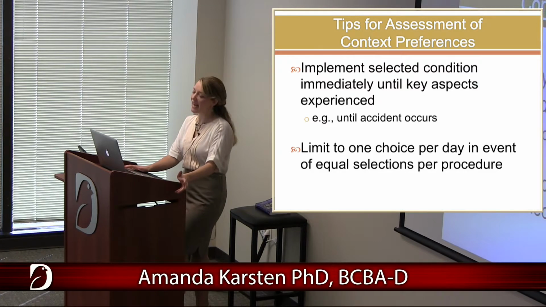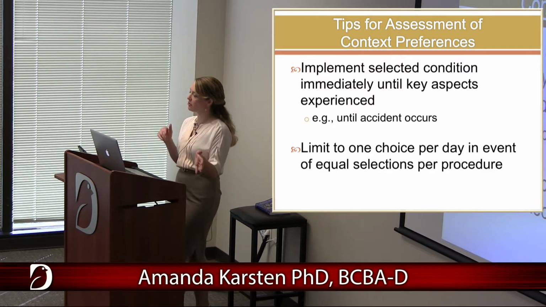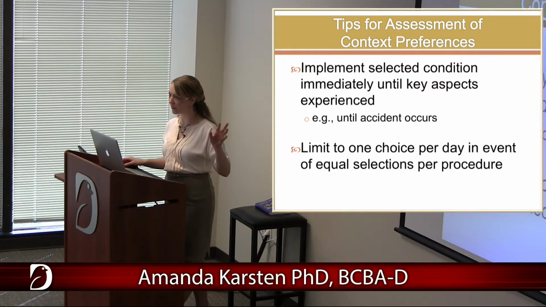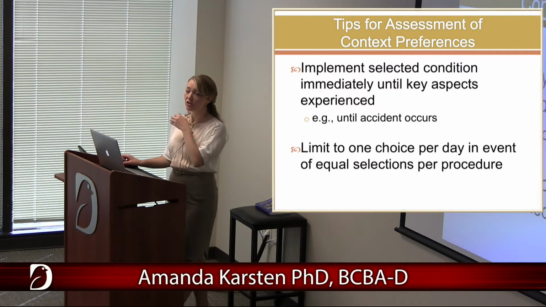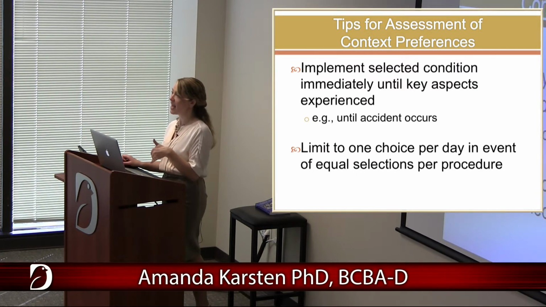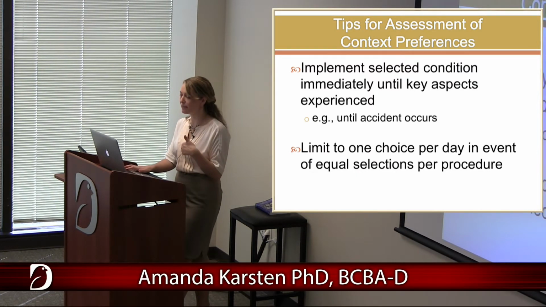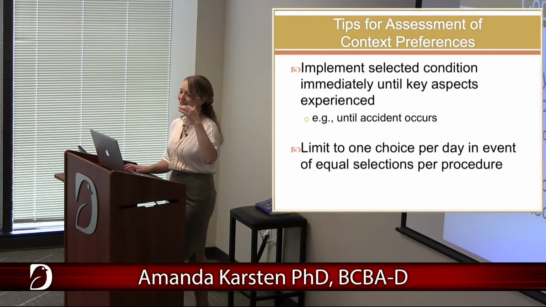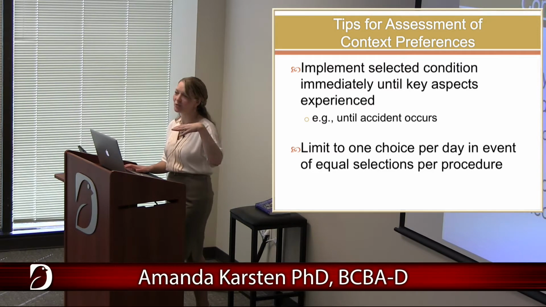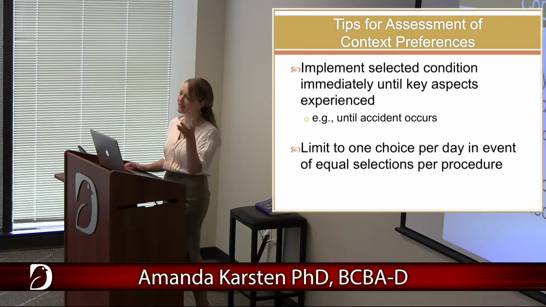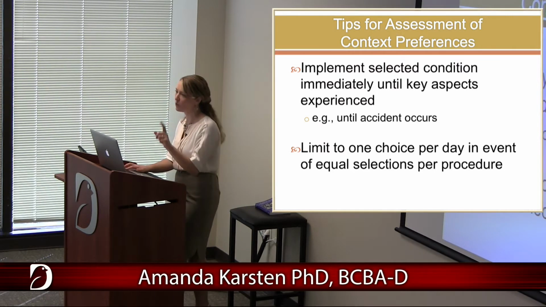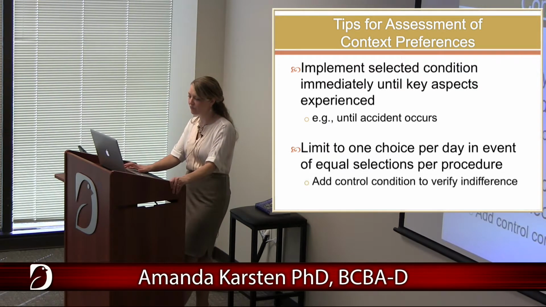Limit to one choice per day if you're getting equal selections across the conditions. So if you don't have a control yet, especially, and you see that kind of back and forth like the one mom had between continuous and discontinuous data collection, you could consider just providing one choice per day, and that can oftentimes help to eliminate any sort of sequence preference or pattern that a person is acting on. Well, I did that one last time, so I'll do this one next time. You can eliminate that by just giving one choice per day in some cases.